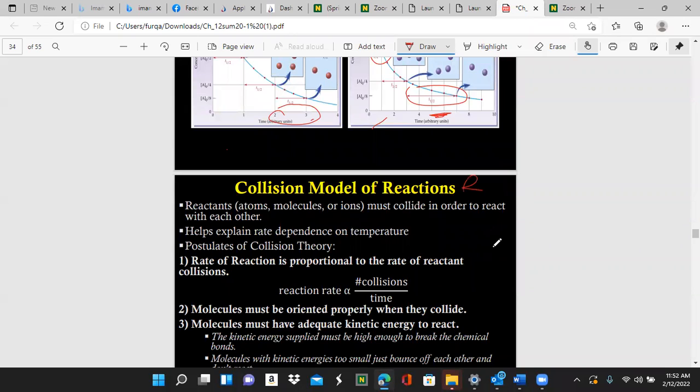Collision model of the reaction, I've already discussed that initially.